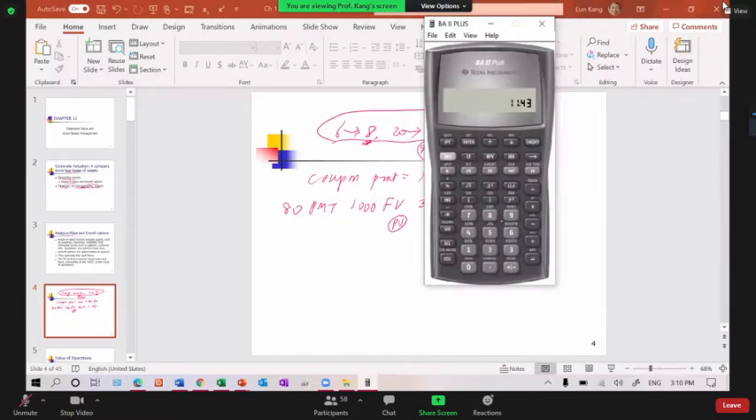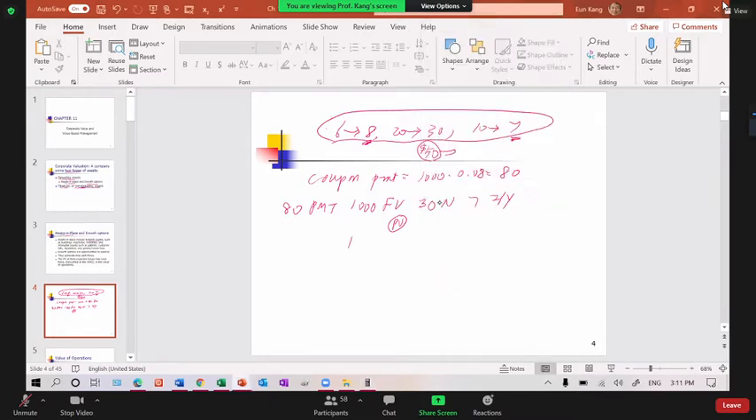So 80 payment, 1,000 future value, 30 N, and 7 I/Y. Compute present value, 1124.09 per share, right? But you have to have 30,000 bonds. That didn't change. Okay, so 30,000.